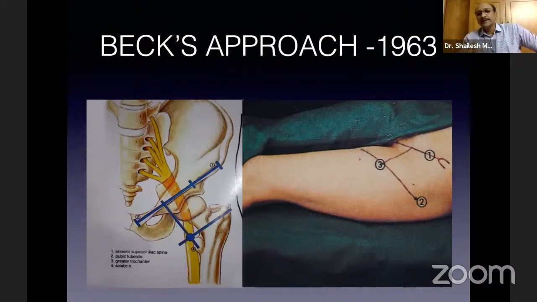This is just beyond the lesser trochanter. You will draw a line parallel to the inguinal ligament at the junction of medial 1/3 and lateral 2/3, and draw a line parallel to that from the greater trochanter. Where this line intersects this line, go perpendicular to the skin, hit the lesser trochanter, walk over the lesser trochanter and then check the end motor response.